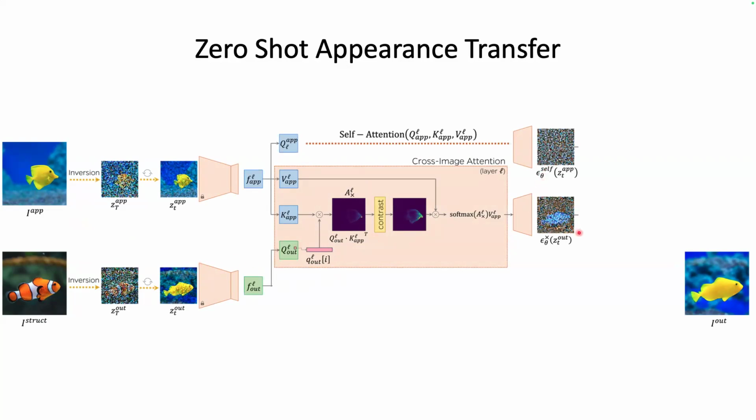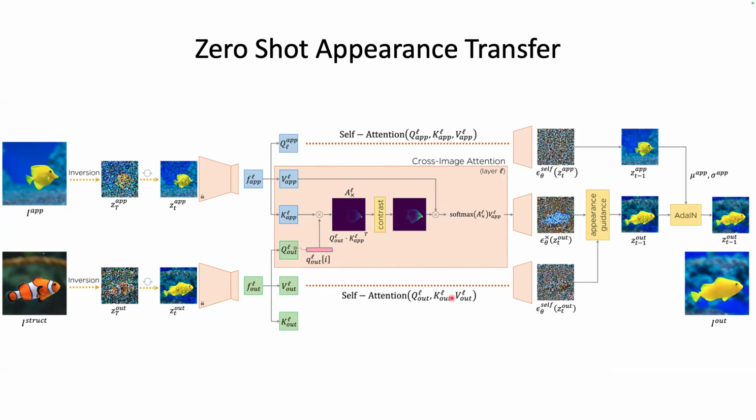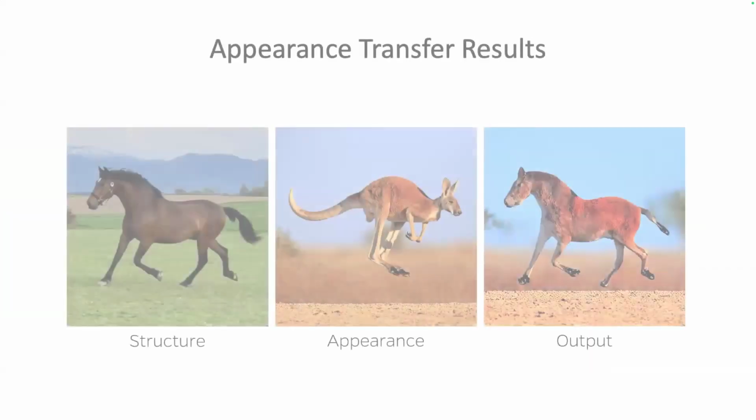And for the image that we're generating, the image that we want to have the appearance transfer in, along the entire denoising process in different layers of the model, we replace the self-attention layers with cross-image attention layers. So we take the queries from the image being generated and the keys and the values from the appearance image. And since we also want to have this appearance guidance that I've told you before, we actually have 3 branches. In the bottom branch, we denoise the structure image, and this allows us to apply the appearance guidance.